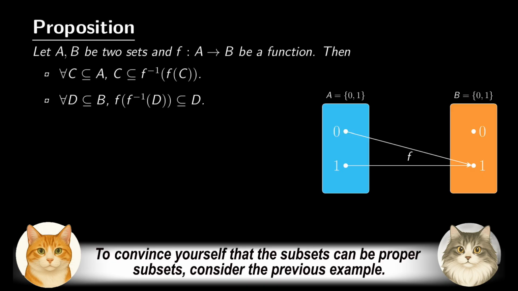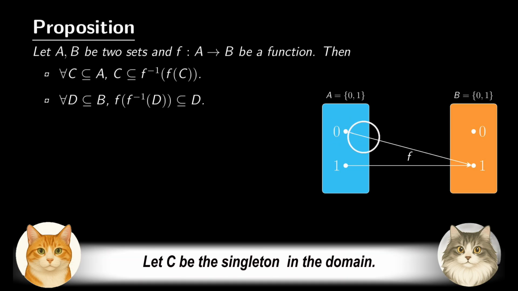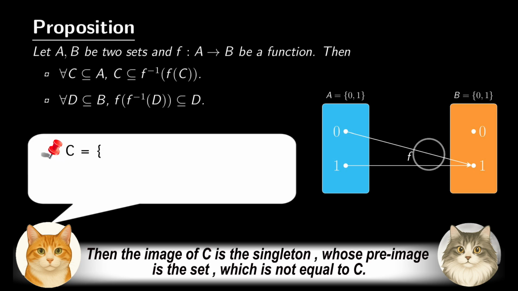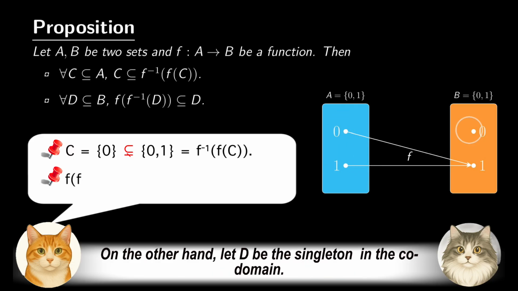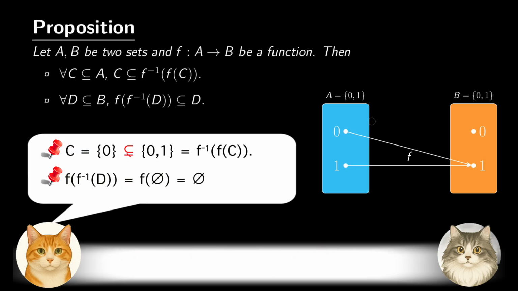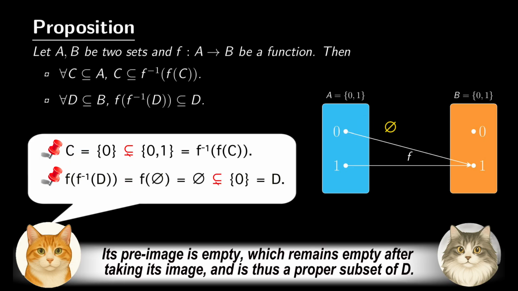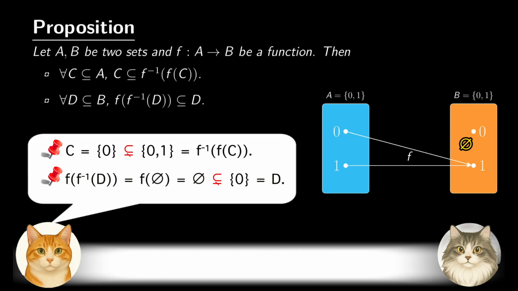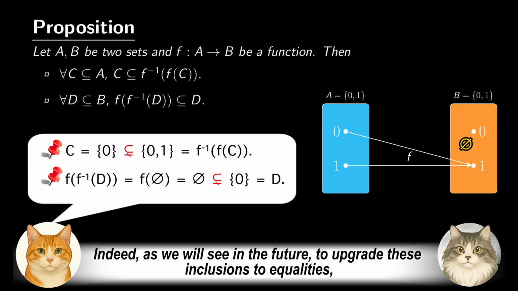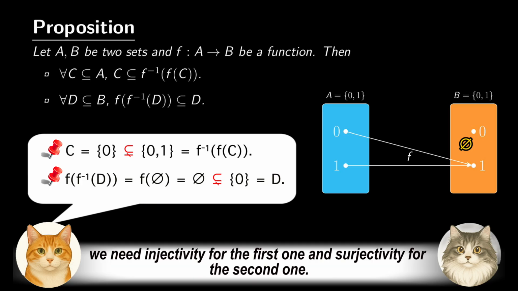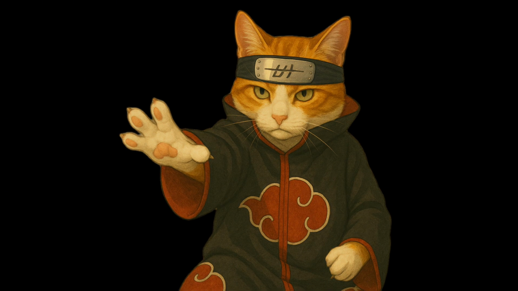To convince yourself that the subsets can be proper subsets, consider the previous example. Let C be the singleton {0} in the domain. Then the image of C is the singleton {1}, whose preimage is the set {0, 1}, which is not equal to C. On the other hand, let D be the singleton {0} in the codomain. Its preimage is empty, which remains empty after taking its image, and is thus a proper subset of D. Indeed, as we will see in the future, to upgrade these inclusions to equalities, we need injectivity for the first one and surjectivity for the second one.